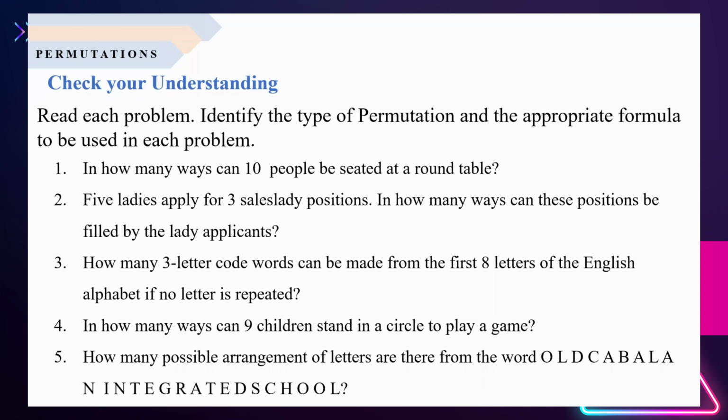Number 3, how many 3-letter code words can be made from the first 8 letters of the English alphabet if no letter is repeated? Number 4, in how many ways can 9 children stand in a circle to play a game? Number 5, how many possible arrangements of letters are there from the word Old Cabalan Integrated School? So what to do is you have to identify the type of permutation and the appropriate formula to be used in each problem.